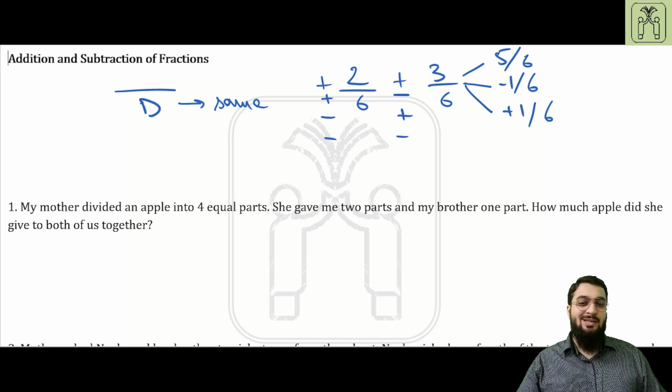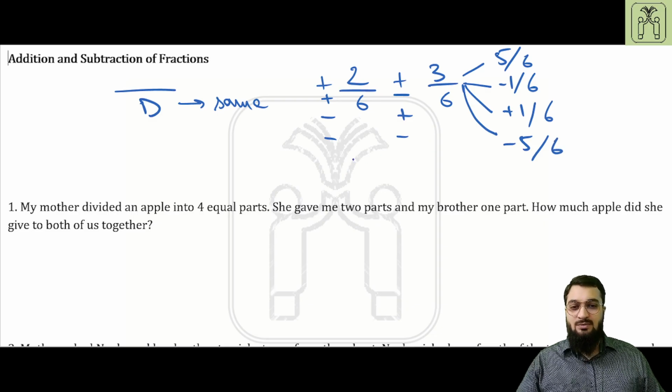If you have minus and minus, that will give you minus 2 minus 3. And as you know how we calculate the addition and subtraction of negative integers, we take the minus sign outside and we just add them up. So 2 plus 3 will be taken as 5 and the minus sign will be taken, and minus 5 by 6.